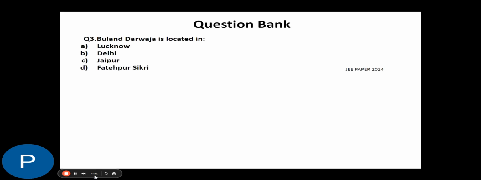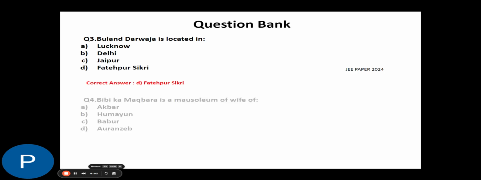Now coming to the next question, the third question is where is the Buland Darwaza located? The options are Lucknow, which is not the correct answer. The Darwaza located in Lucknow is the Rumi Darwaza, which is near the Imambara. Then Delhi and Jaipur are also wrong answers. The correct answer is Fatehpur Sikri, and the Buland Darwaza basically serves as the entrance to the Jama Masjid Mosque.